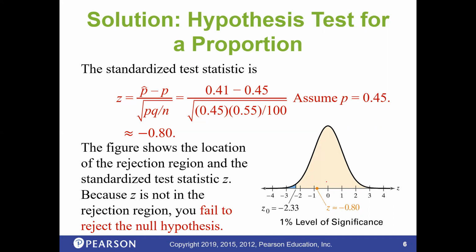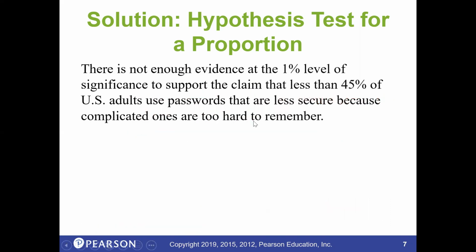And that actually was our claim. Our claim was the alternative hypothesis, huh? Yeah, the alternative hypothesis here. Okay, cool. So at this point, there's not enough evidence at the 1% level to support the claim that less than 45% of US adults use passwords that are less secure because of that reason.